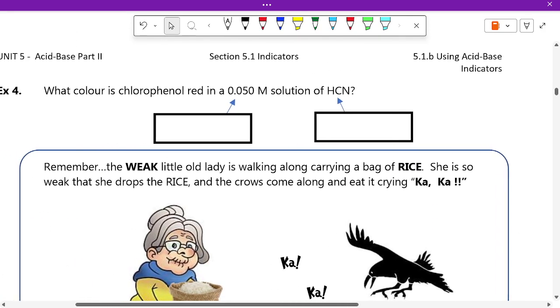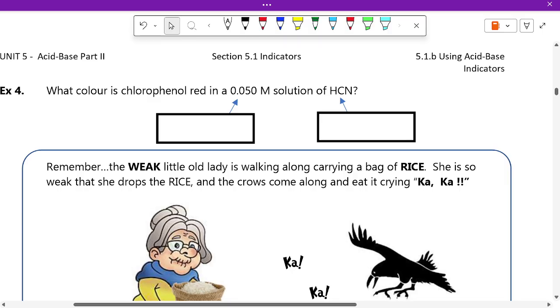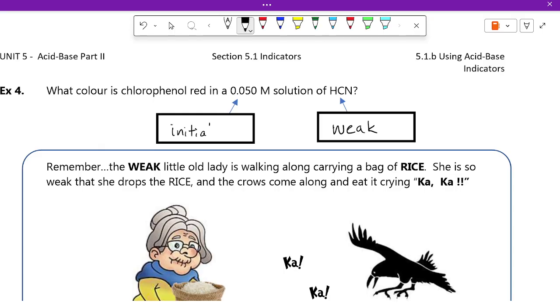What color is chlorophenol red in a 0.050 molar solution of HCN? HCN is strong or weak? Weak. And when we're talking about 0.05 molar concentration of the acid, is that the equilibrium concentration or the initial concentration? Initial. Remember, we never talk about the equilibrium concentration of the acid.